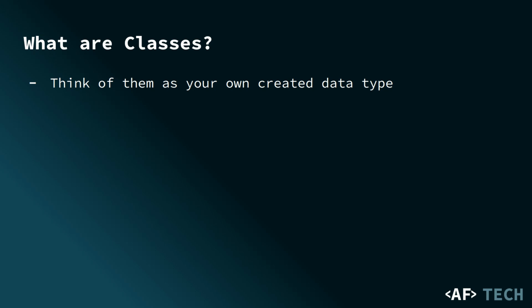For example, think about a person. A person is not a dictionary or list, it's something else entirely. We can use classes to define these new types and model real concepts.